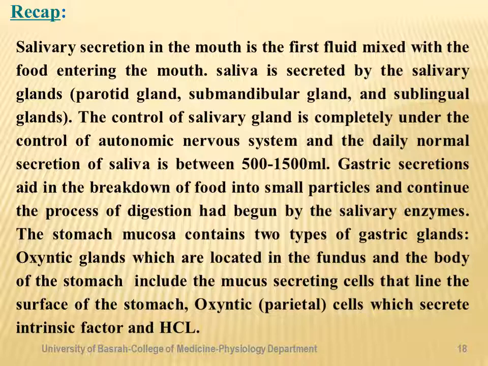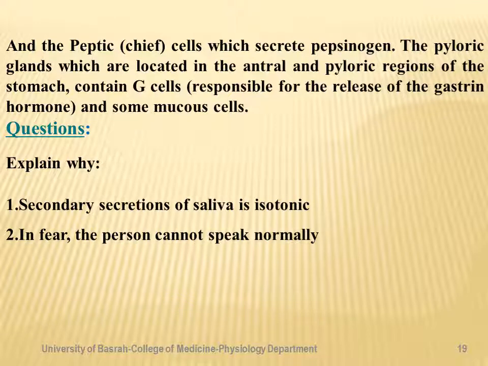وعندنا many glands اللي هي الأوكزنتيك glands that located in the fundus and the body of the stomach، وتتضمن mucus secreting cells و parietal cells و chief cells. وعندنا pyloric glands that located in the antral and pyloric region تحتوي على G cells وأيضا mucus secreting cells.